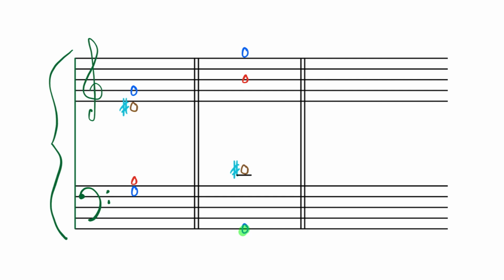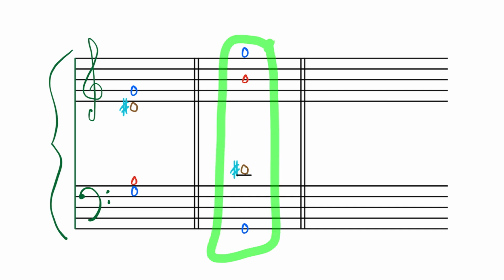Same thing over here. I've got a root way down here, a doubling of the root way up here. Here I've got the third right there, and then I've got the fifth right there. This then is open position.